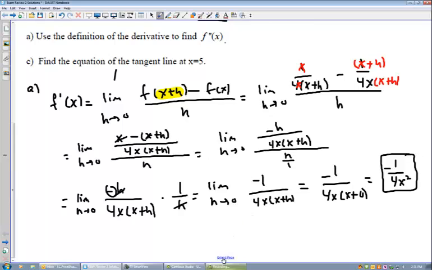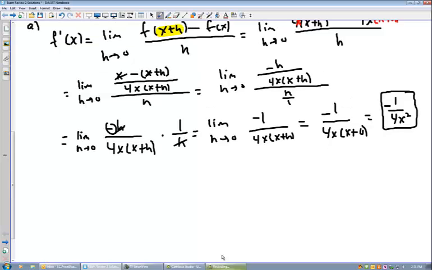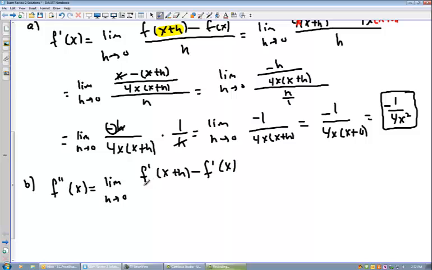The next thing I want to do is find the second derivative. And so to find the second derivative, this is supposed to say part B, although it says A again, but part B, f double prime of x, it's basically the same thing. The only difference, I have this limit as h goes to 0, so the only difference is this, instead of f, it's f prime of x plus h minus f prime of x all divided by h. And so this is equal to the limit as h goes to 0.